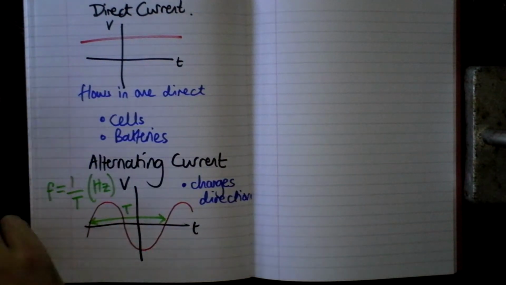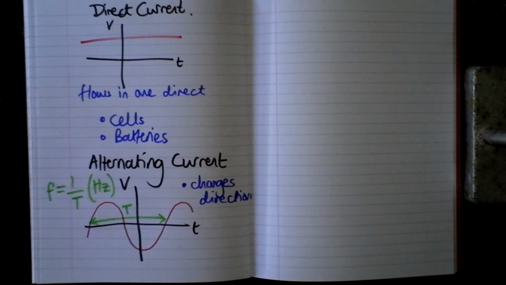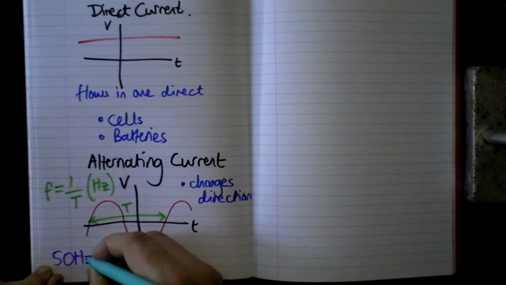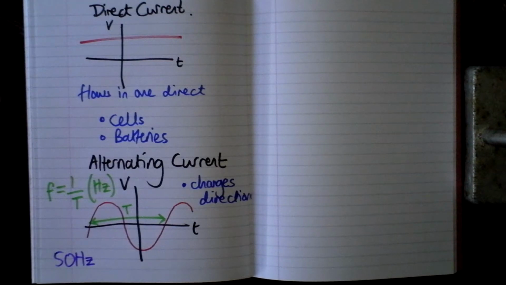And in Britain, our mains power supply runs at 50 hertz. That means that the electricity that you get from a plug socket changes direction 50 times every second. So your lights are actually flickering 50 times a second, which is far faster than your eyes can detect, but it is still happening.